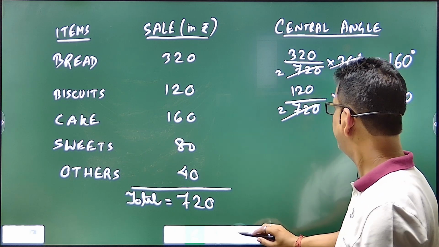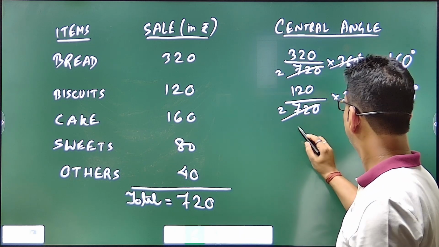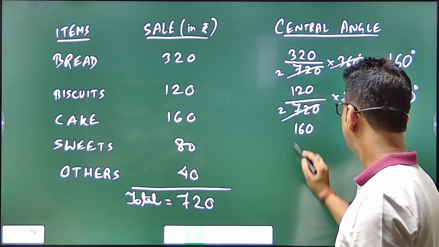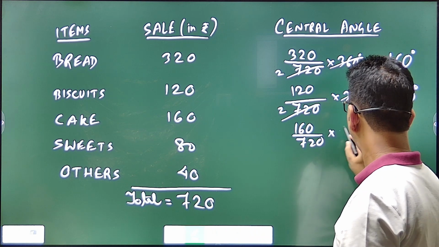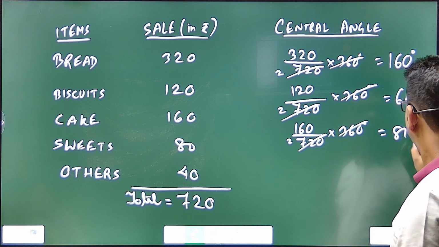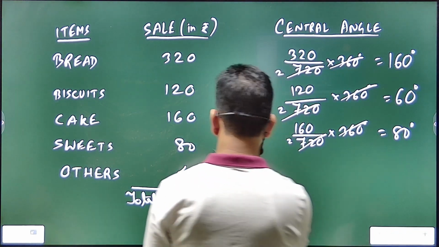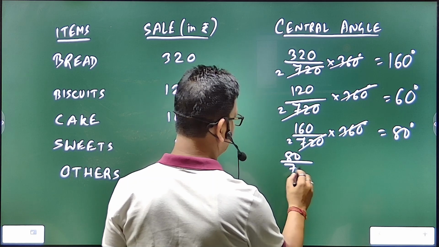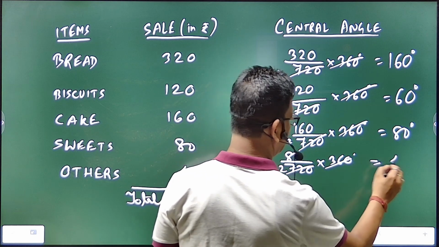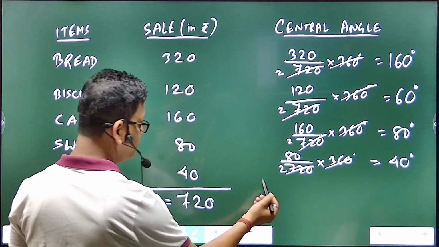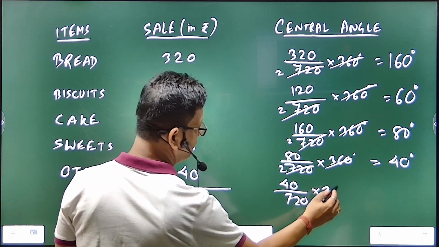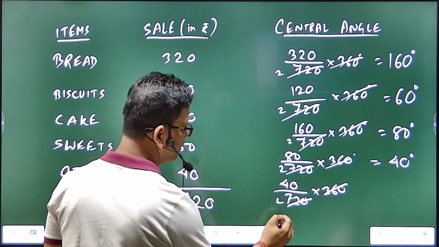Cake, 160, okay. 160 out of 720 to be multiplied by how much? 360 degrees. Directly, if you cancel 2 times, how much? 80 degrees? Yes or no? Then sweets, 80 out of 720 multiplied by 360, if you cancel 2, so 40 degrees. And finally, this is 40 rupees sale only out of 720 rupees multiplied by 360. So if you cancel 2, how much will it be?